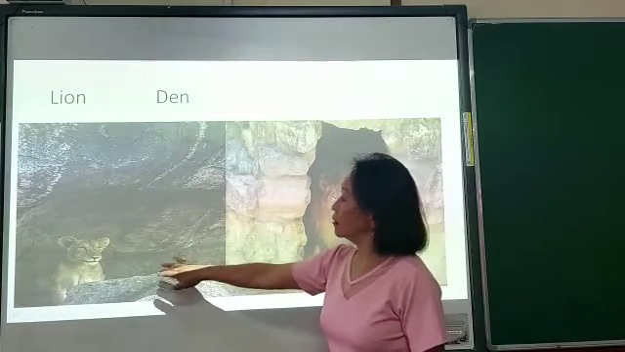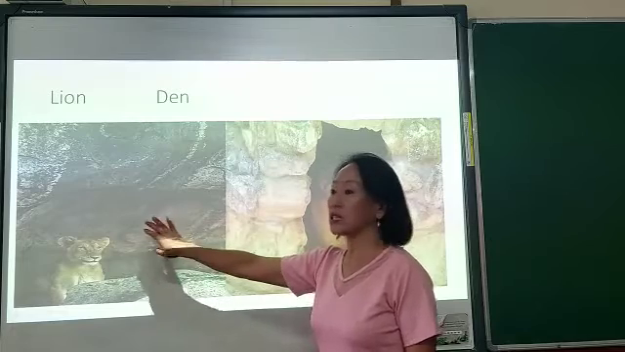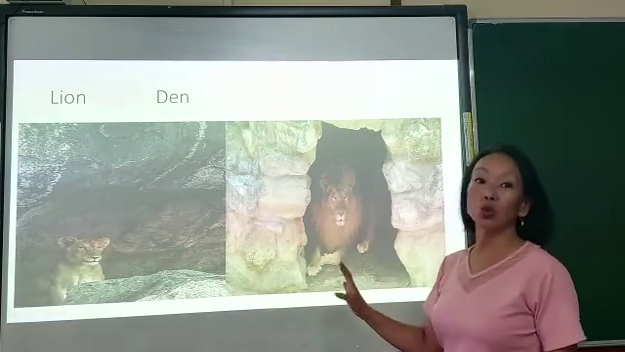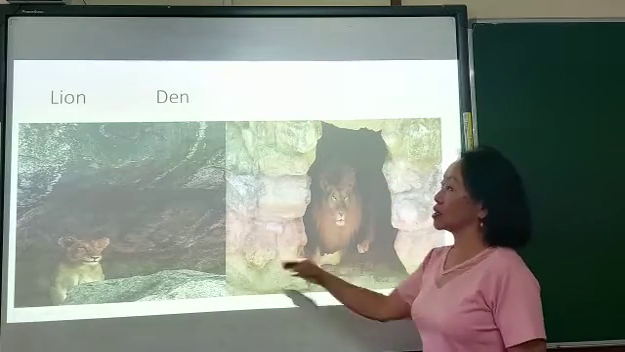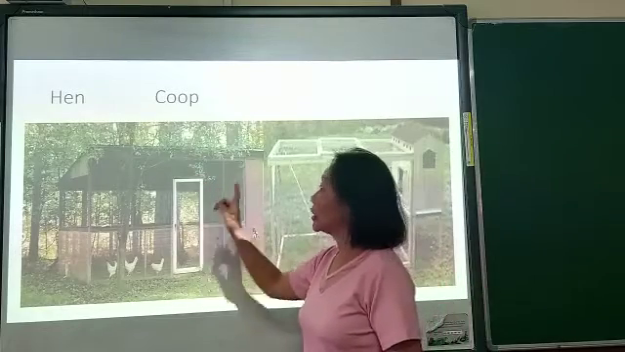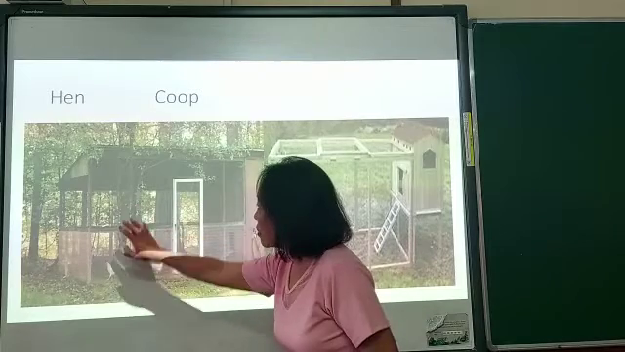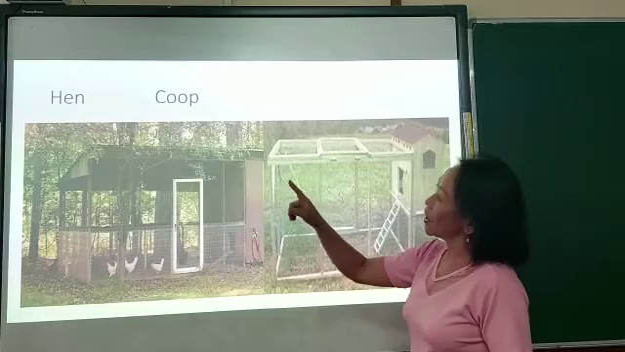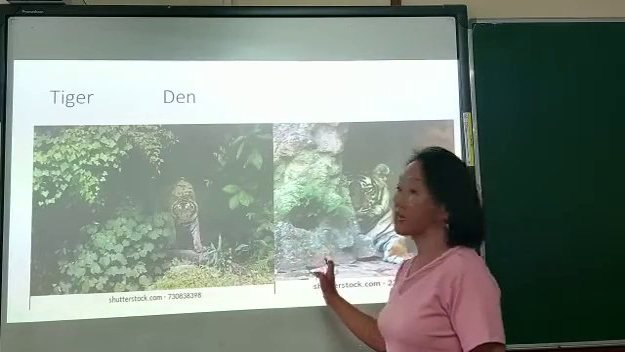Next one, lion, home, we call it a den. Now this lion is in the jungle. The lion usually makes its den in a cave. And if the lion is in a zoo or somewhere, they build a cave like this with rocks. So lion, den. Hen, we call it a coop. If they put wires all around it like a house sort of, they make a coop for the hen. So hen, coop.